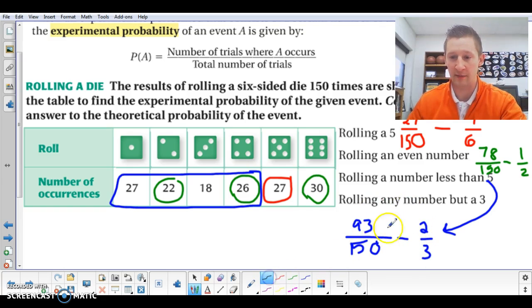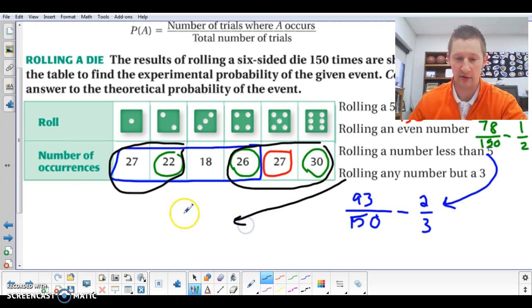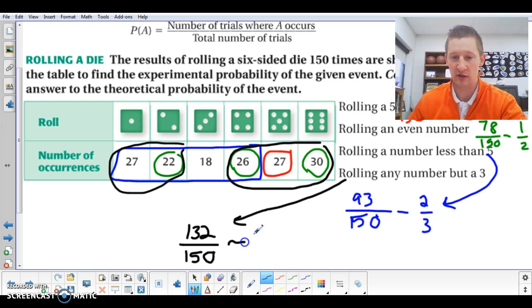And for the last one, rolling any number but a 3. That means the 1s and 2s or all the rest of these. So add those all up, and we've got an experimental probability of 132 out of 150, which is not going to quite match the theoretical probability, which would be 5 out of 6, because there are 5 not-3s versus 1 three. So 5/6 would be our theoretical probability, but experimentally, this is what we came up with when we actually rolled the die that many times. So that's the difference between experimental and theoretical probabilities.